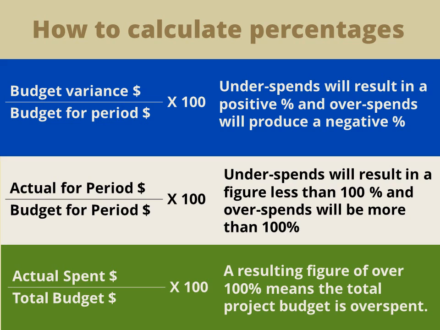To calculate the budget utilized or burn rate, divide the actual spent by the total budget and multiply by 100. A resulting figure of over 100% means the total project budget is overspent.